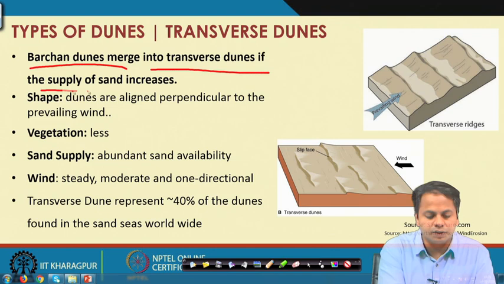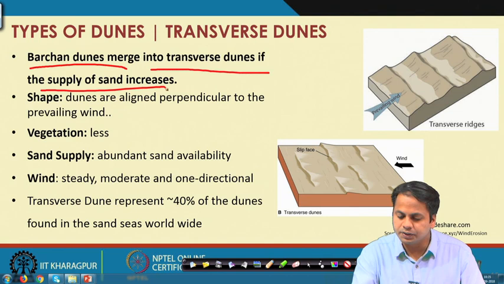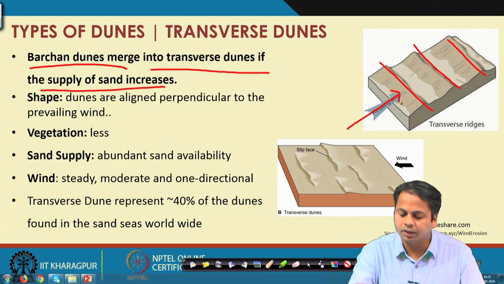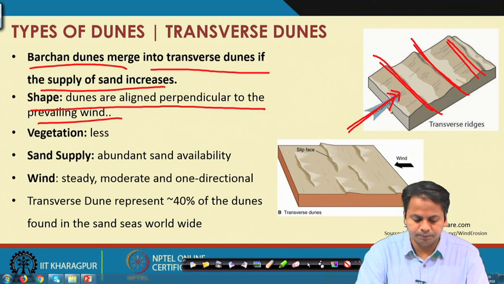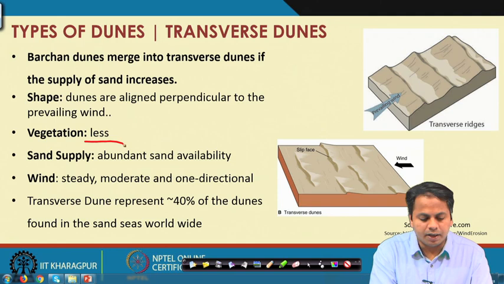So these are the transverse dunes. These are the transverse ridges, and the flow is mostly unidirectional. So we get a series of dunes. Okay. So the dunes are aligned perpendicular to the prevailing wind. As you can see, the dunes are actually perpendicular to the prevailing wind direction. Vegetation is less, and sand supply is mostly abundant. Winds are steady and mostly one directional.